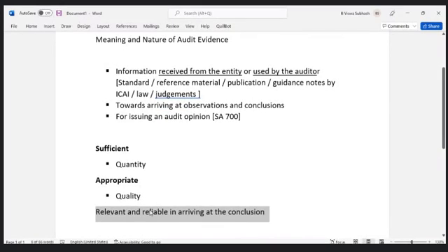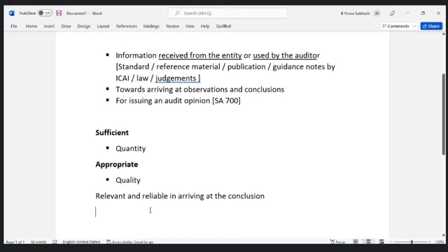So what is relevant and reliable in arriving at the conclusion? Let's say you have observed some compliance issue. Then you need to document what the compliance issue is, where you identified it, what the return is where you identified it, and what set of documents you have taken to identify it. All that you need to take into consideration and bring into the documentation. So when we are talking about appropriateness, the things that we are looking at is whether it is appropriate to help us in arriving at the conclusion.